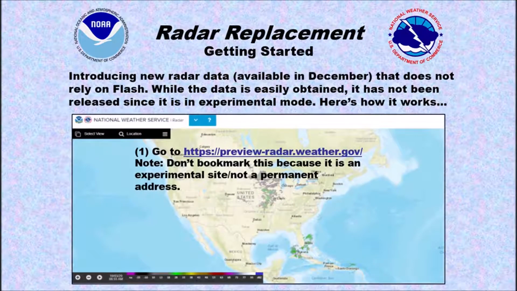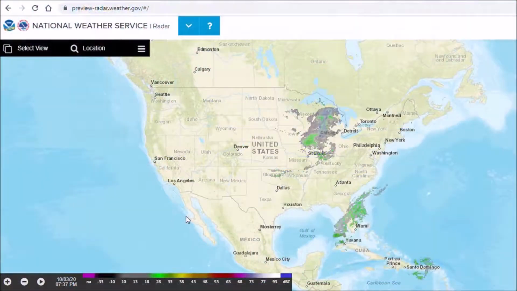The address is preview-radar.weather.gov. Don't bookmark this quite yet. Again, it's experimental. How about a quick tour of the page? Wanted you to have a look at the new features with the radar coming in December from the National Weather Service. There's a lot of new things coming.